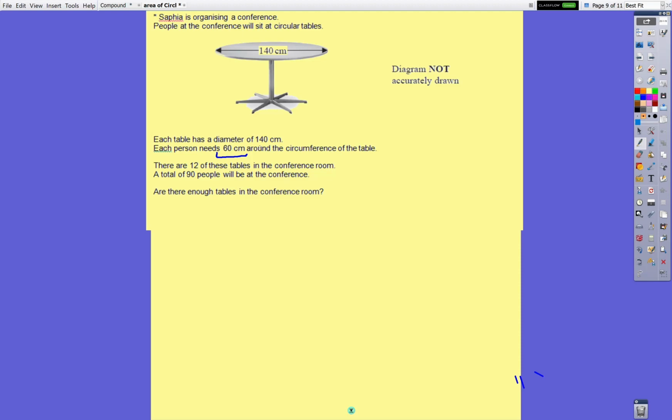So the first part of it, let's work out the circumference of this table. So we've got C equals pi times 140, which gives me 439.8229715. Okay, now I've got that, I divide it through by 60. And the reason being is because each person needs 60.